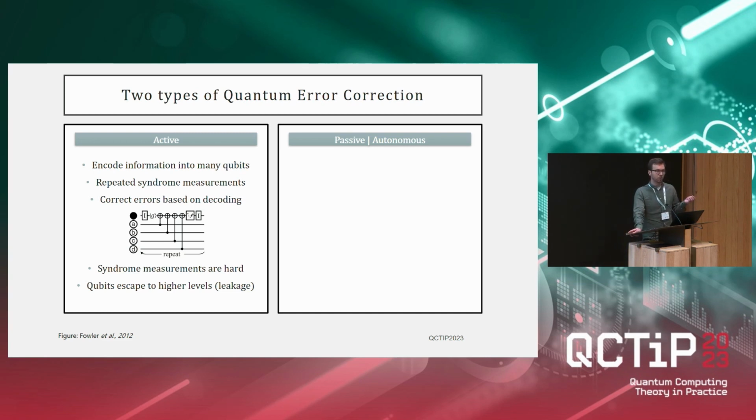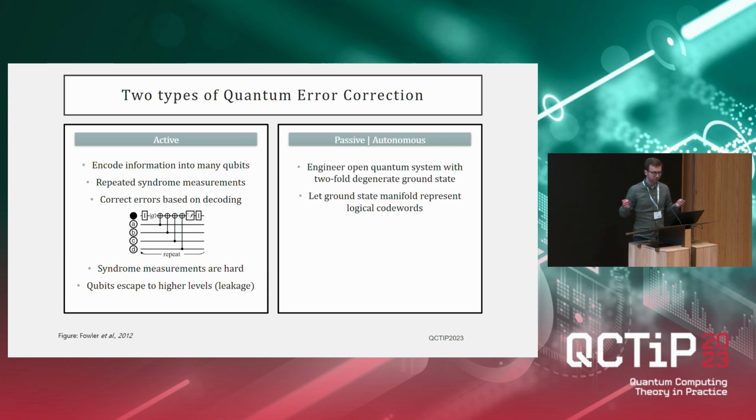So another approach is autonomous or passive error correction. And it's a very different approach. It's a lazy approach because we want to engineer a system, an open system usually, which has a twofold degenerate ground state, and we want to use this ground state manifold to encode a logical qubit.